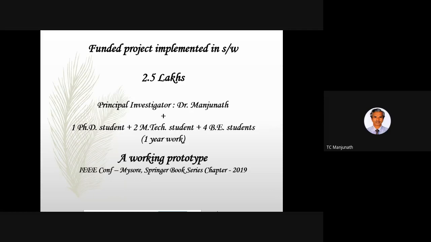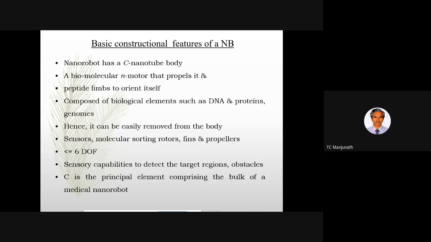So we have designed a nanobot. My entire team of 7 has designed a nanobot. Okay. So what are those basic constructional features? That nanobot has a carbon nanotube body, a biomolecular nanorobot that propels it, and peptide limbs to orient itself.